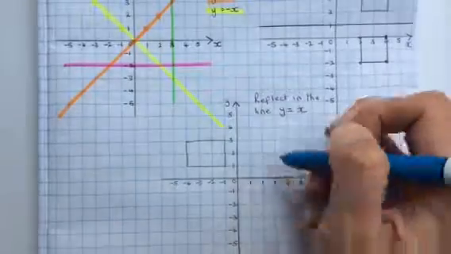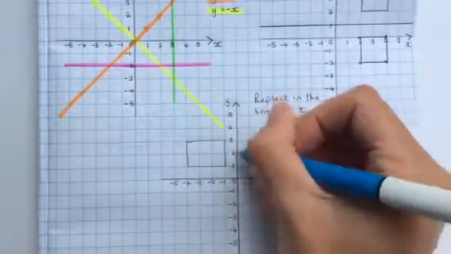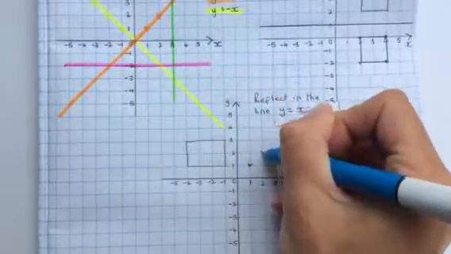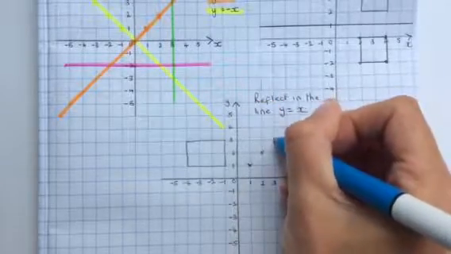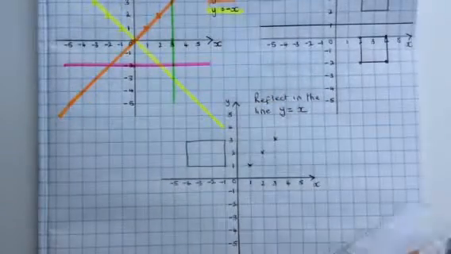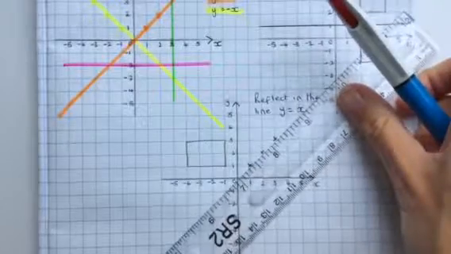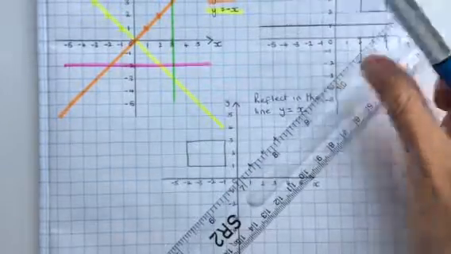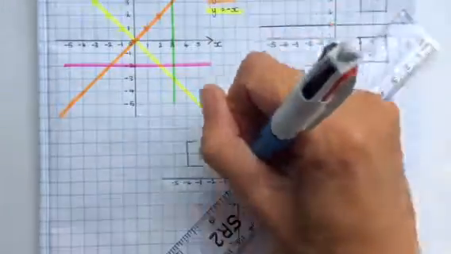So y is 1, x is 1, gives us 1 point there. Y is 2, x is 2 there. Y is 3, x is 3. Okay, so we've got our line. Even if we can't remember it off the top of our heads, we can draw it in without any problem. So I'm going to draw that in.